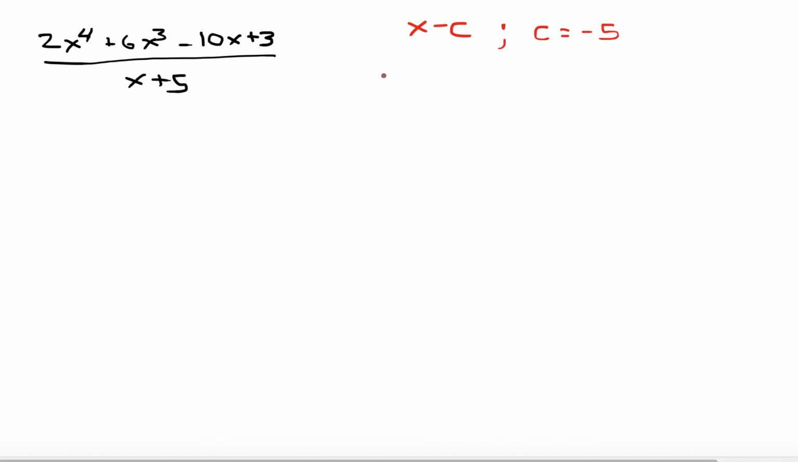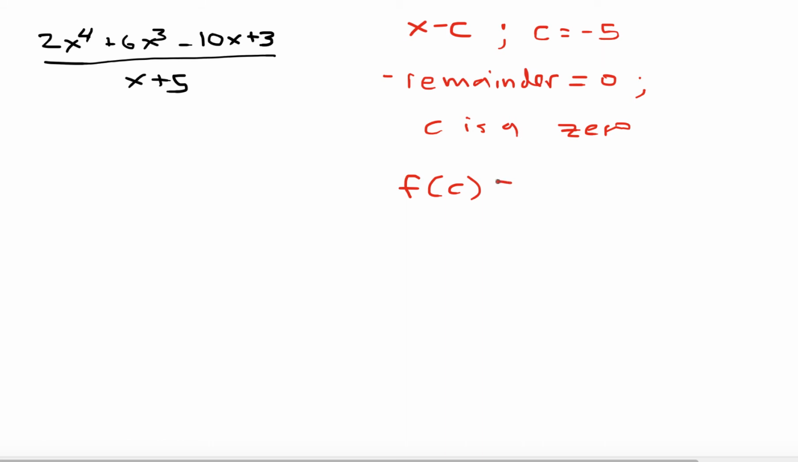So remember, why do we divide things together? Well, we can divide things together, but the key is if the remainder is 0. What can we conclude if the remainder is 0? If the remainder is 0, we can conclude two things. We can conclude that c is a 0, we call it a root or a solution. Also, f of c, if we evaluate the polynomial at c, we should get 0.